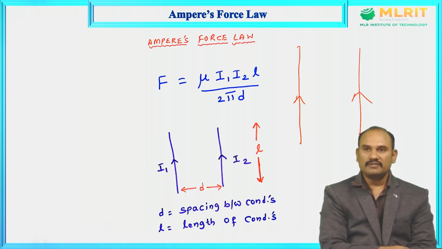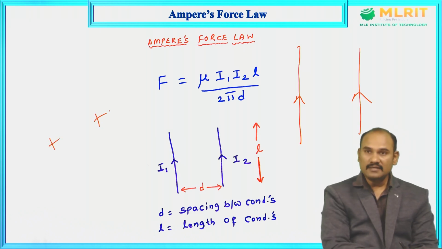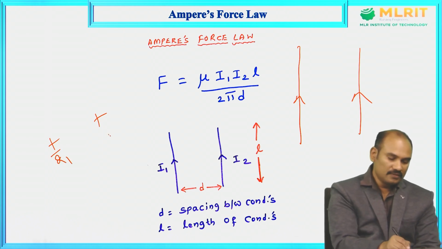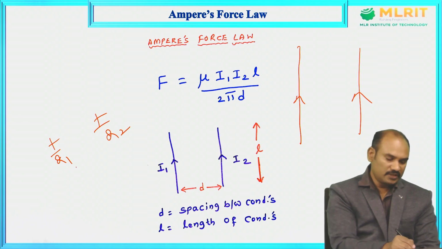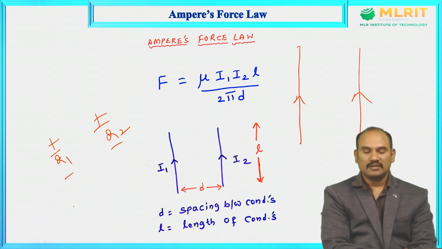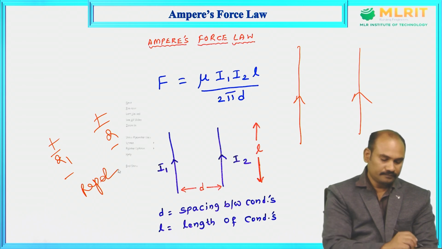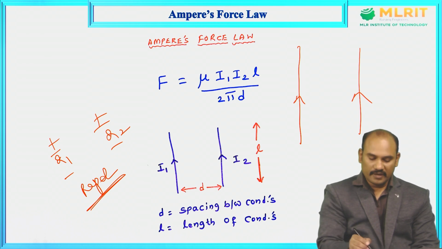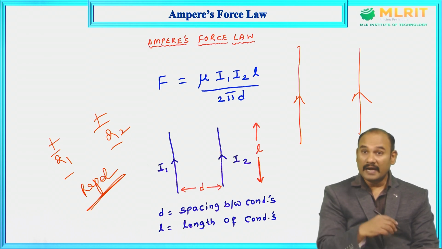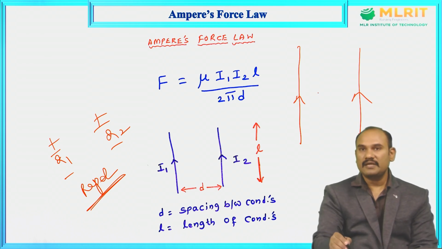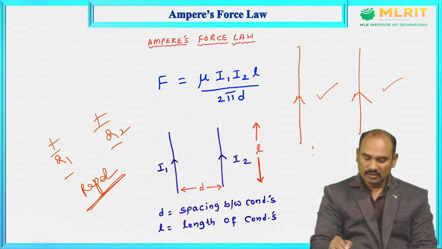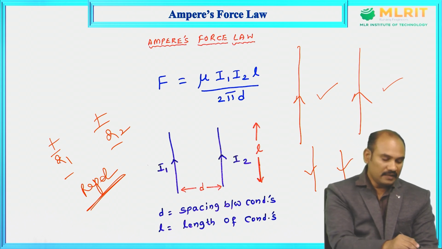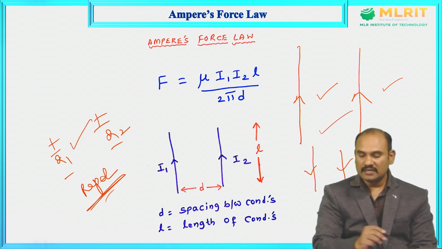In electrostatics we have like charges will repel each other. Like charges means charges having the same polarity. Like charges, whether it is plus plus or minus minus, will repel each other. Whereas here like currents will attract each other. Like currents means currents in the same direction, going up in both conductors or coming down in both the conductors, I1, I2 in the same direction. Here like charges will repel, here like currents will attract.